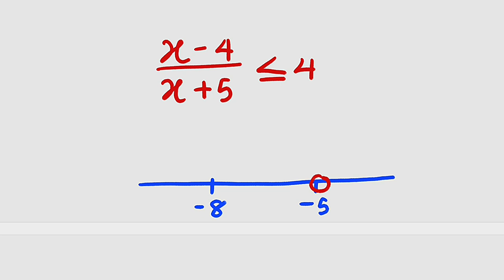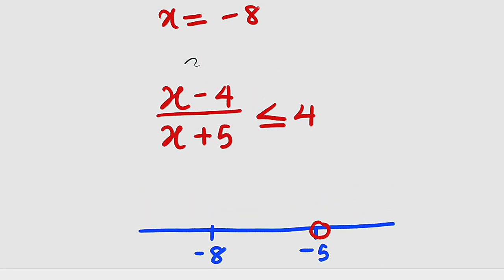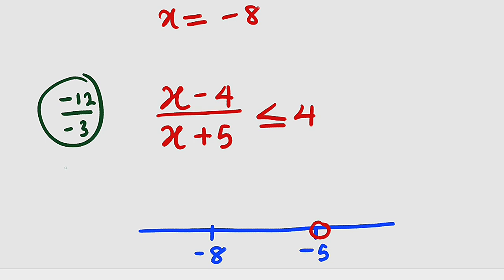What about negative 8? Let us plug it here. If you plug in negative 8, we have negative 8 minus 4 to the top, which is negative 12. To the bottom, we have negative 8 plus 5, that is negative 3. And if you divide this, you're going to have exactly 4. And 4 is indeed less than or equal to 4, so it's satisfied. So we have a closed circle here, indicating that negative 8 is a solution.